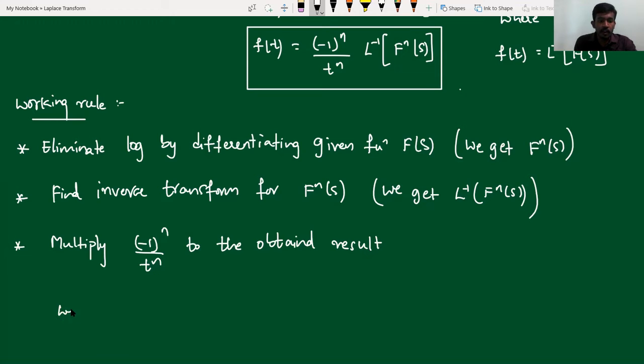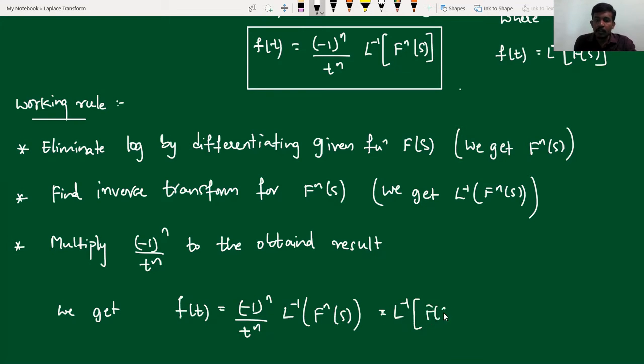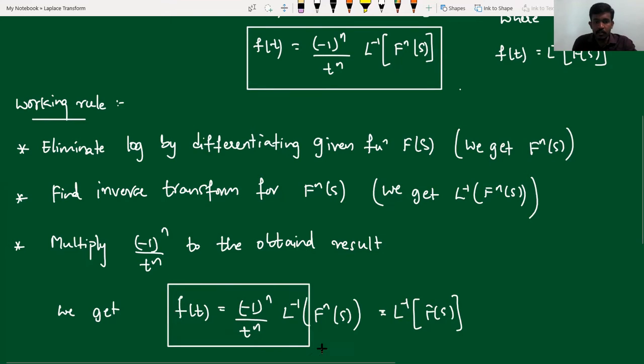So what do we get now? Now we get the function f of t. So f of t will be equal to minus 1 to the power of n by t to the power of n into the obtained result. The obtained result is L inverse of capital Fn of s. So this is my function f of t. But what is my f of t? f of t will be equal to L inverse of capital F of s. Okay, so these are the steps we have to follow in order to find the inverse transformation for a given function with a log.